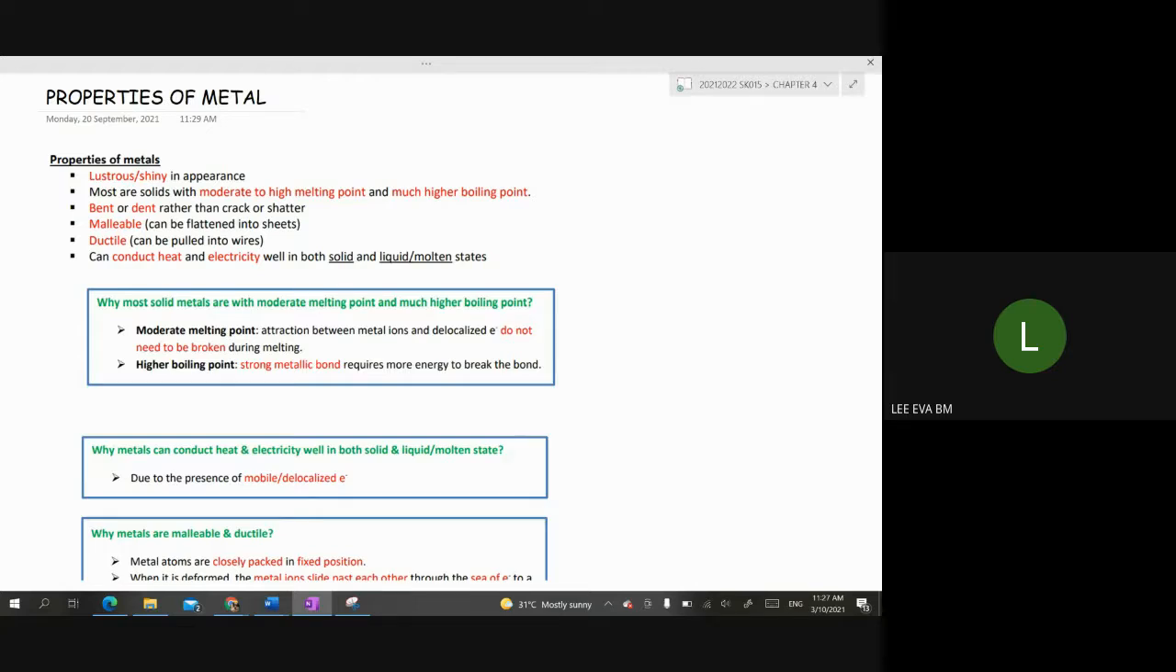Most of the solids have moderate to high melting points and they have higher boiling points. It can be bent or dented rather than crack or shatter. You cannot break a metal into pieces but you can change its shape. You can bend it, you can dent it, but it won't crack into pieces.